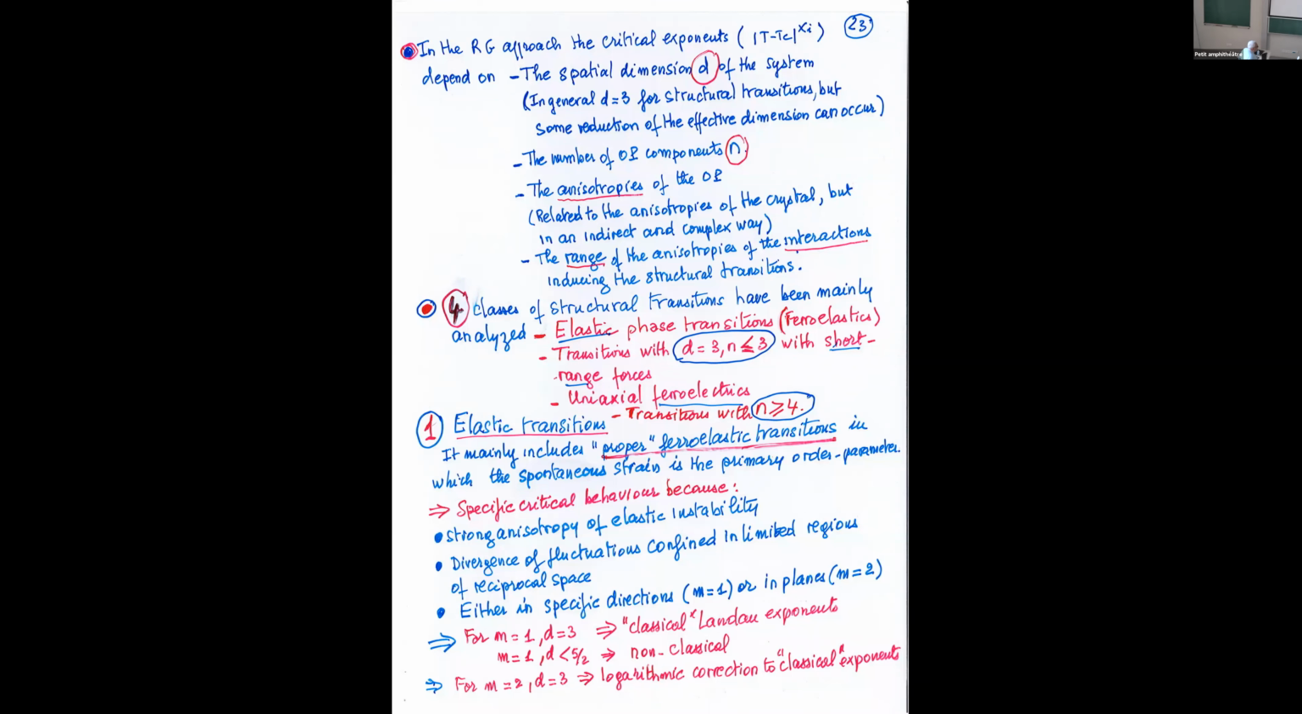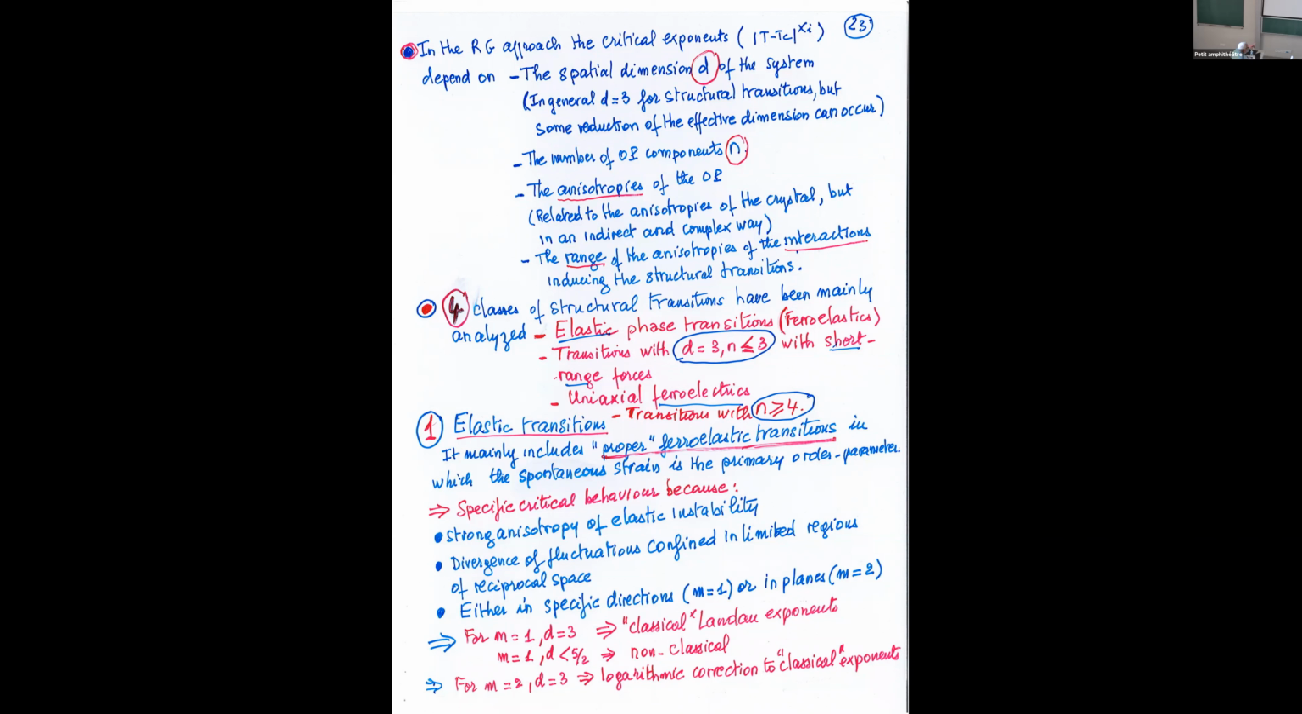So there are actually, as I could see, 4 classes of structural transition which have been mainly analyzed. So-called elastic phase transitions, in reality a part of the elastic transitions. The elastic ones, let's call them in a modern way the proper ferroelastics, which are the ferroelastics where the order parameter is the strain or has the same symmetry as the strain.